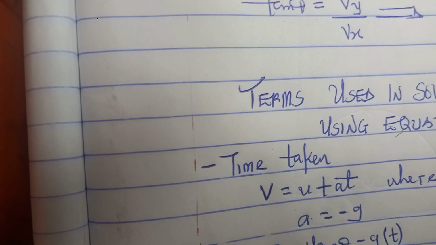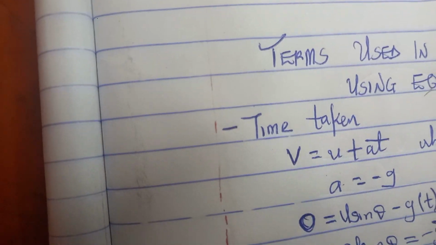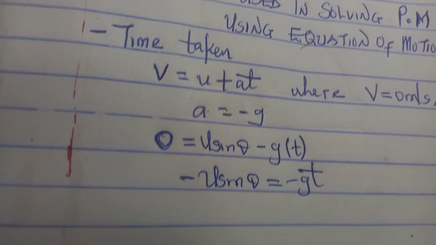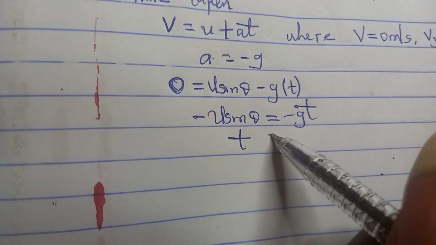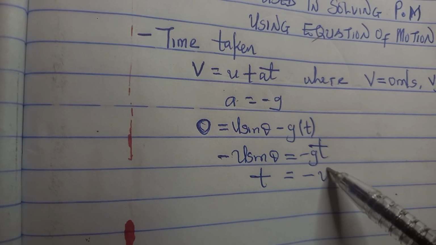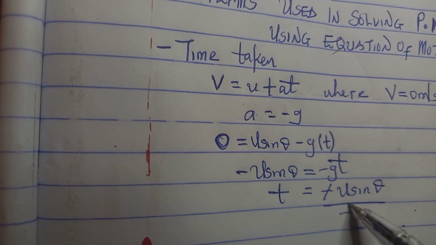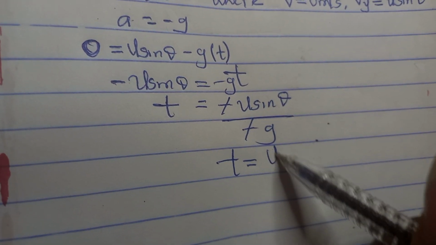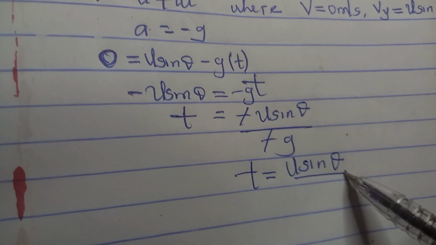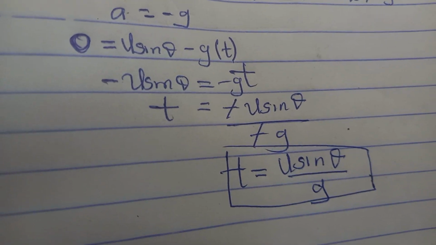Alright, so we have minus u sin theta equals minus gt. From here, minus is common, so we cancel the minus on both sides. So t will give us minus u sin theta over minus g, cancel out this minus. So finally, the time taken of a projectile will give us u sin theta all over g. So here is the time taken of a projectile.